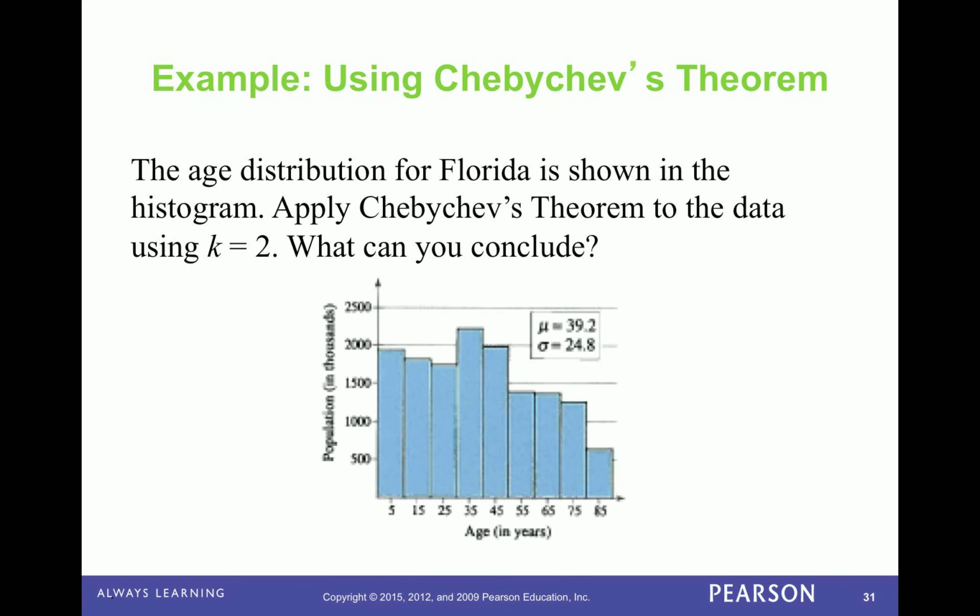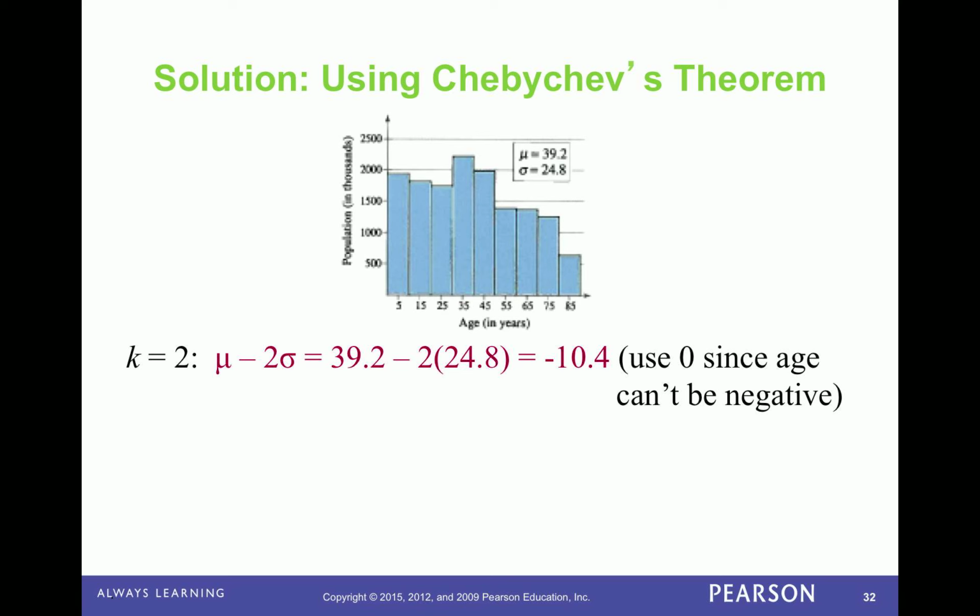Using this theorem, the age distribution for Florida is shown in the histogram. Apply Chebyshev's theorem to the data where k equals 2. What can you conclude? All right, so k is 2, so mu, 39.2, minus 2 sigma, where sigma, the standard deviation, is 24.8. So 39.2 minus 2 times 24.8 is minus 10.4.